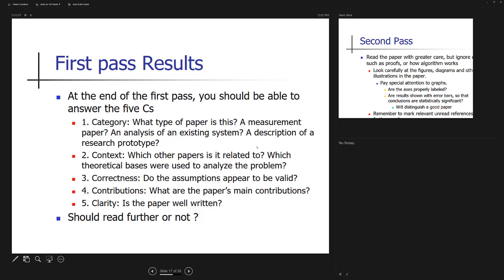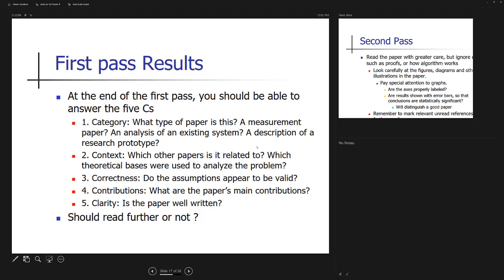Clarity. Is the paper well written? This is also very important. If a paper is not well written, if the writing style is not good, it's really difficult to read and understand the paper. So based on these 5 things, you will decide whether you should read further or not. Should you go to the second pass, second step, or not?